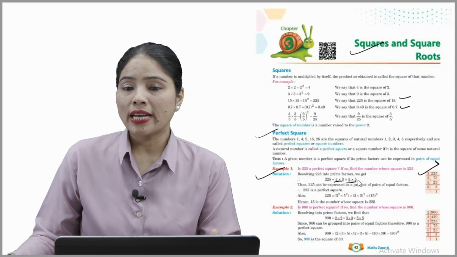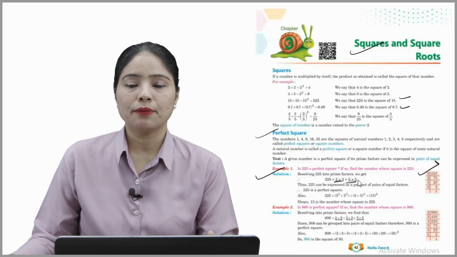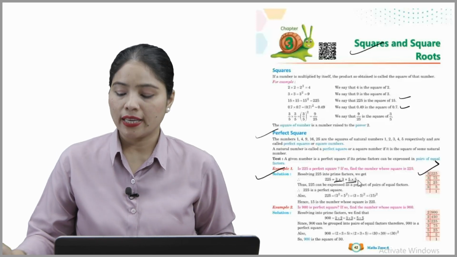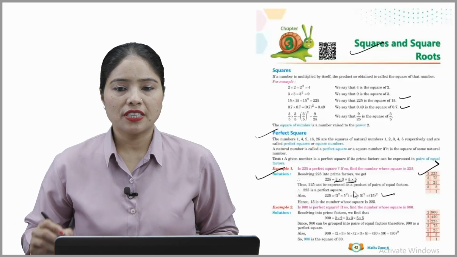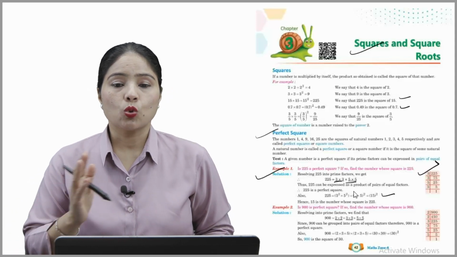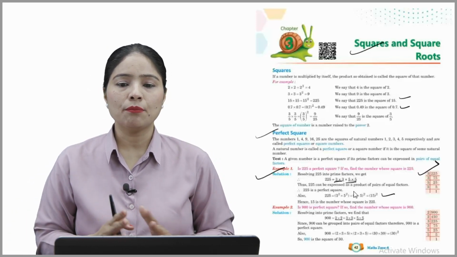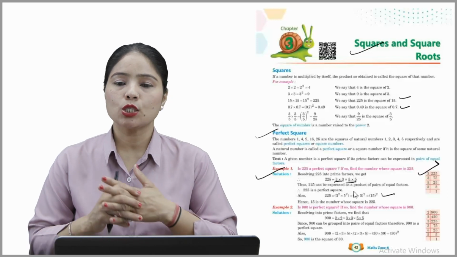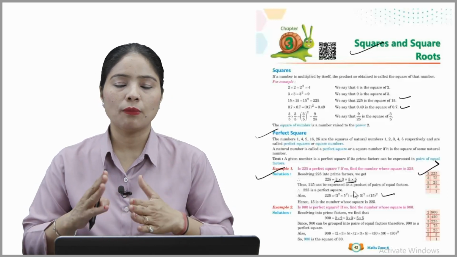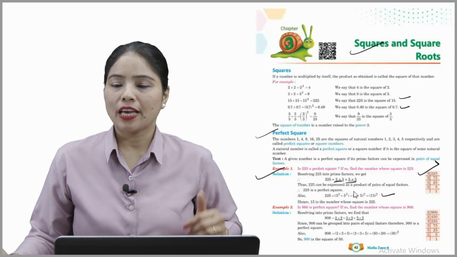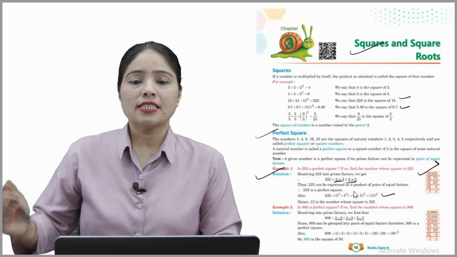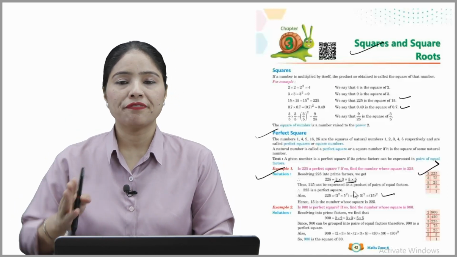So 3 two times, then 5 two times, that means 3 into 5 whole square is 15 square. Okay, 5 threes are 15, or 15 square. So hence 15 is the number whose square is 225. So 15 is the number whose square is 225. I hope you understood well. So this is how we find out the perfect square.